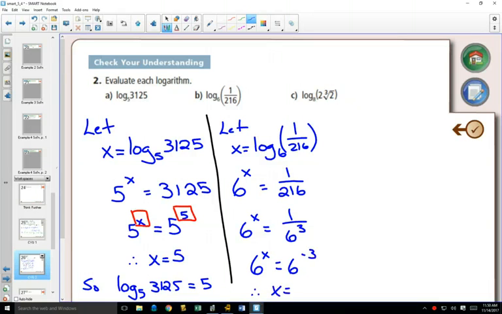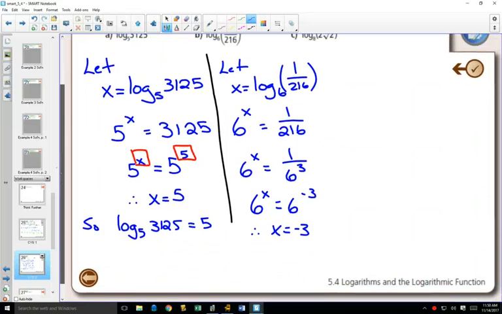Therefore, x equals negative 3. And we just figured out that log 6 of 1 over 216 is equal to negative 3.